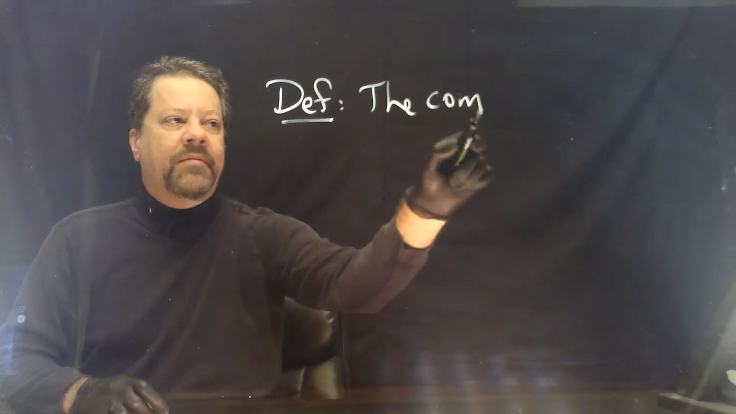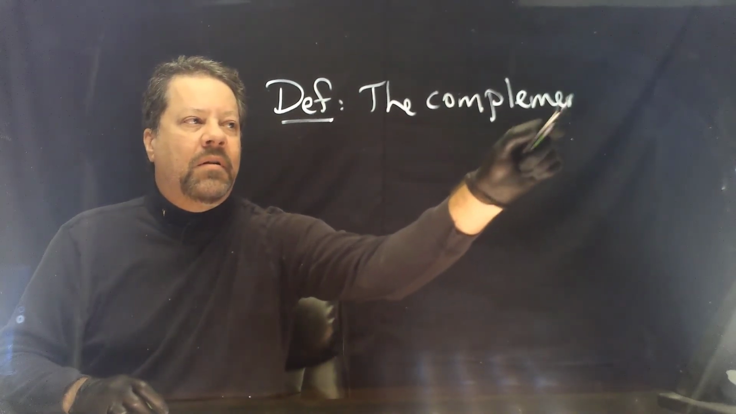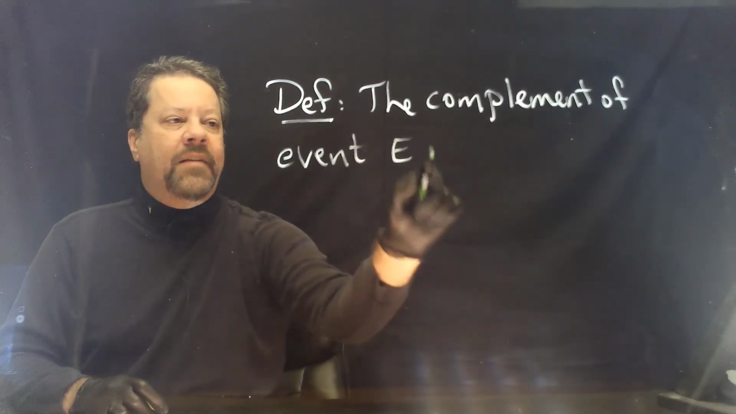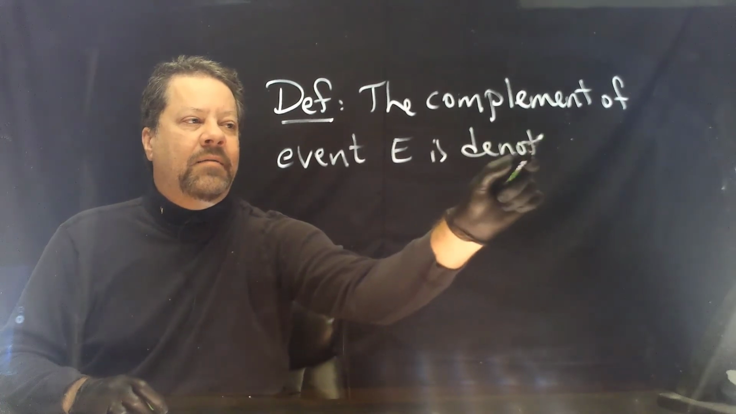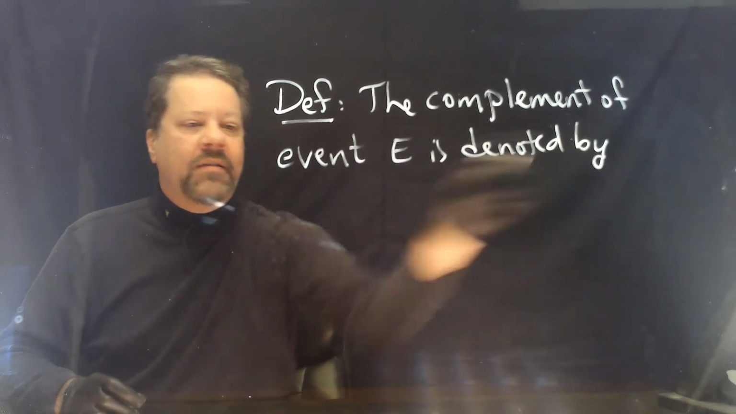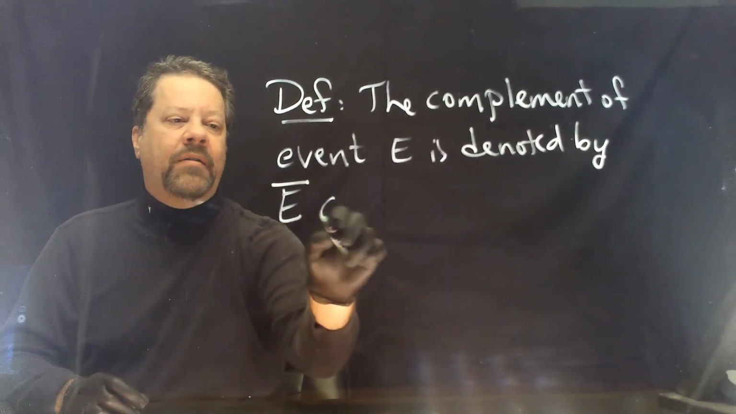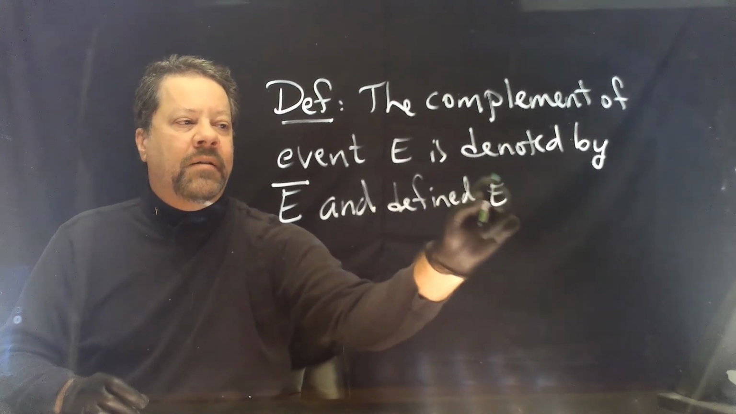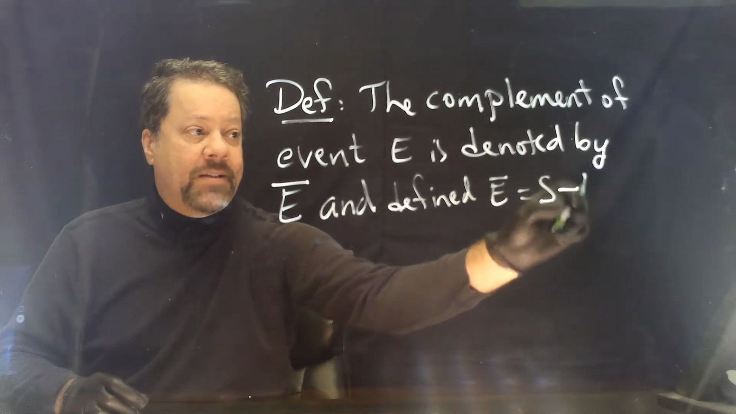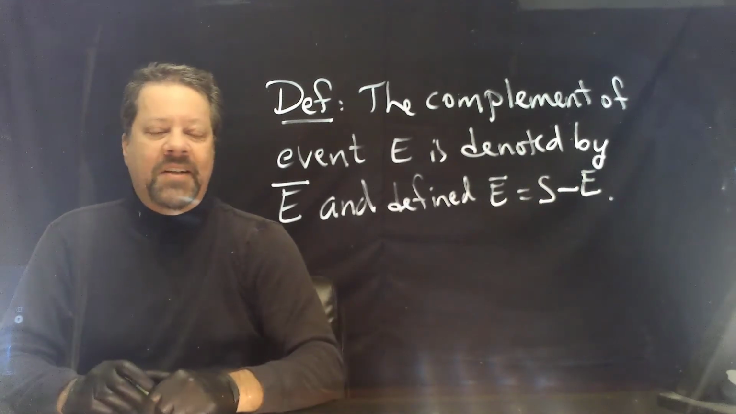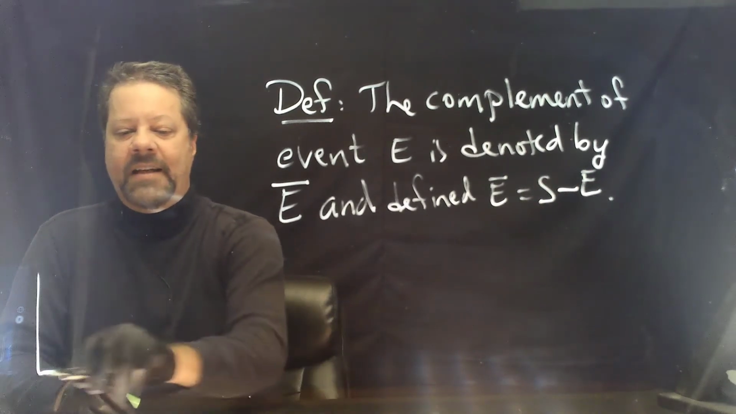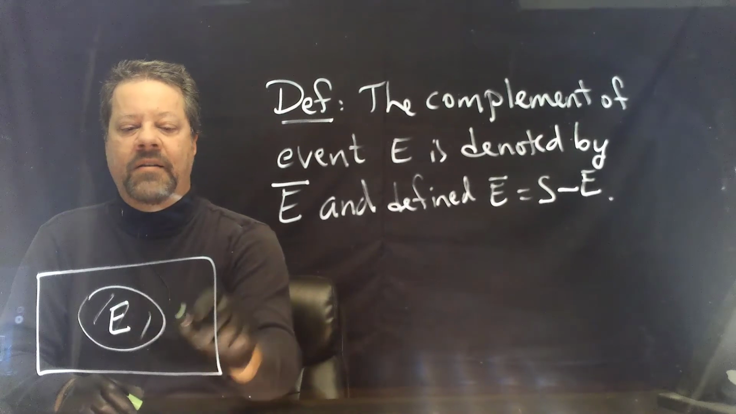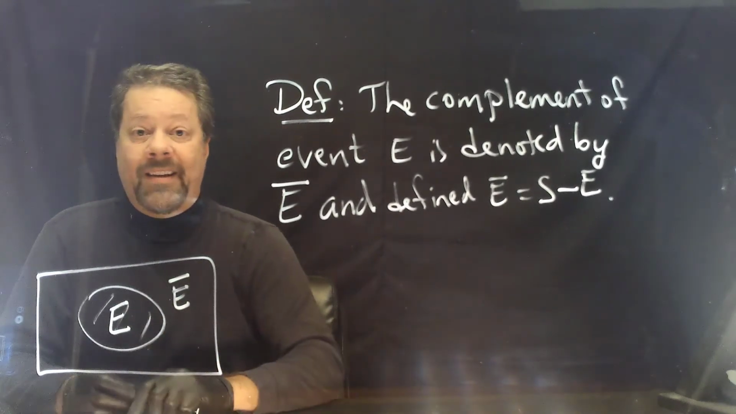The complement of event E is denoted by E bar and defined by: E bar is everything in the sample space except for the simple events in event E. In a Venn diagram, if event E is here, then the complement is everything else.